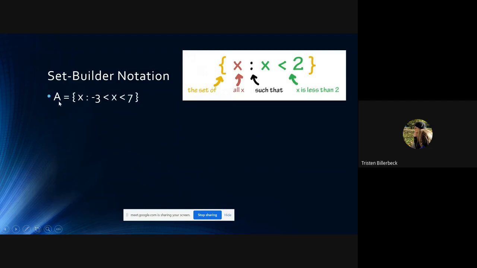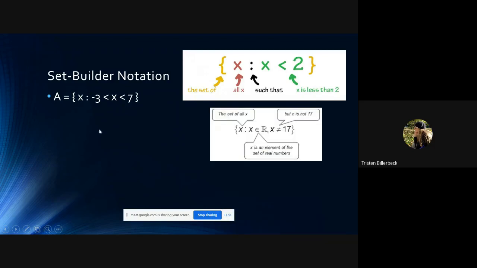Okay, so this would be set A is the set of all x such that x is greater than -3 and less than 7. So this x means it's greater than -3, by the way. So let me say that again. x is greater than -3 and less than 7. So that would be set A.